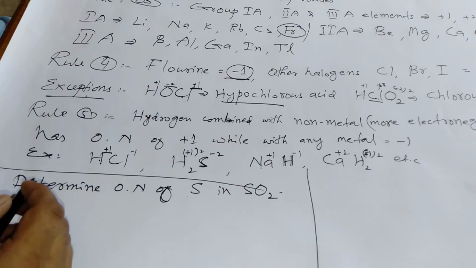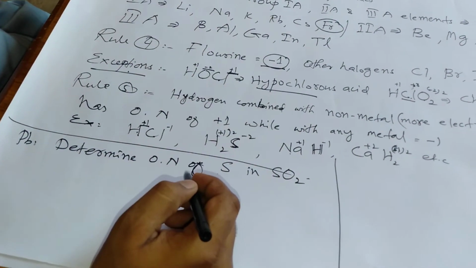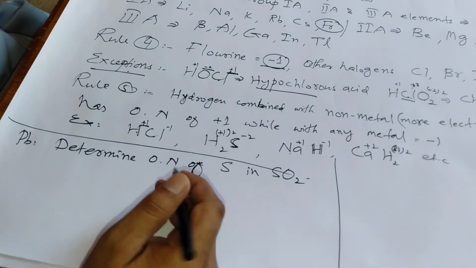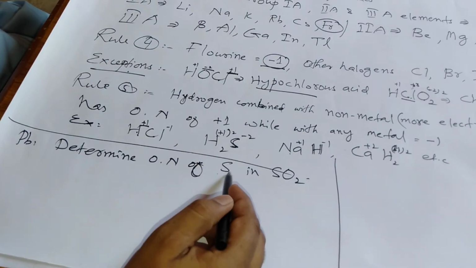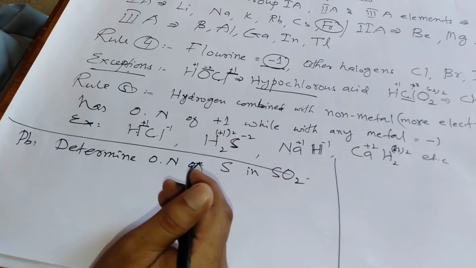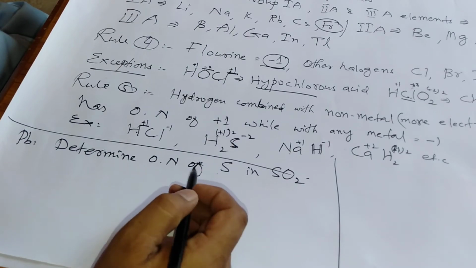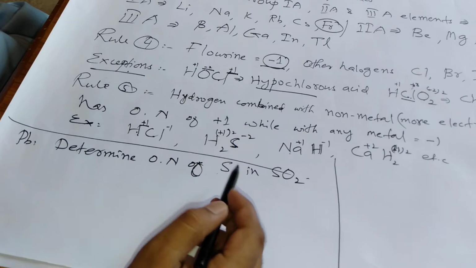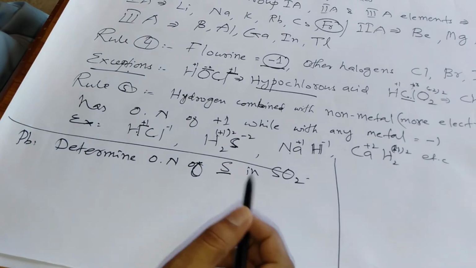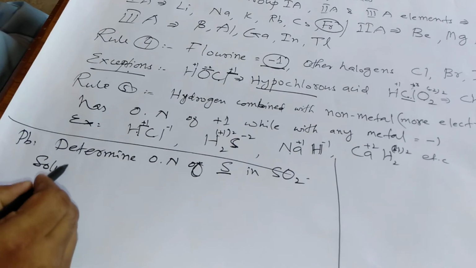Okay, now finally we are going to determine the oxidation number of any atom in the compound. So let's suppose we determine the oxidation number of sulfur in sulfur dioxide. This is how to determine the oxidation number of any atom in a compound. So here we have to find out the oxidation number of sulfur in sulfur dioxide. We will write here solution.